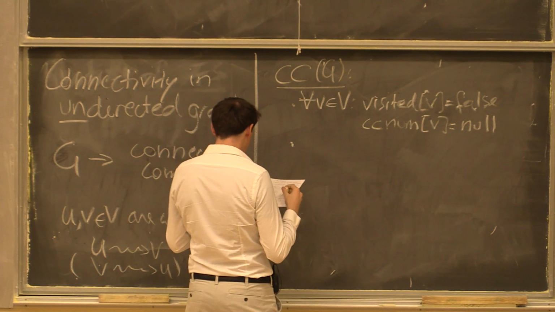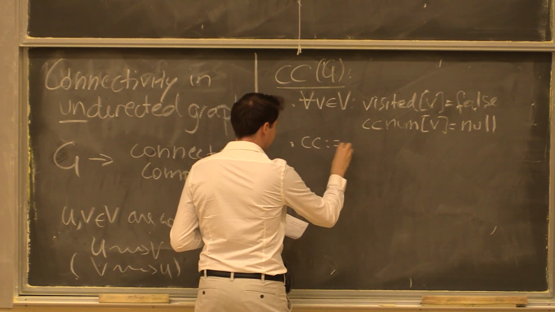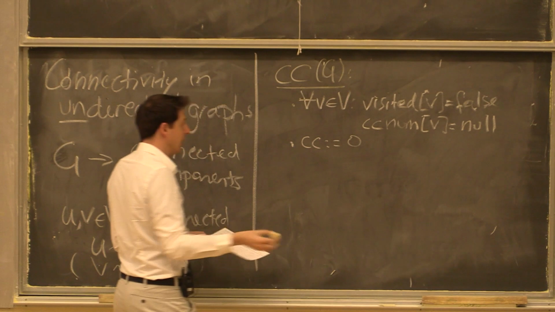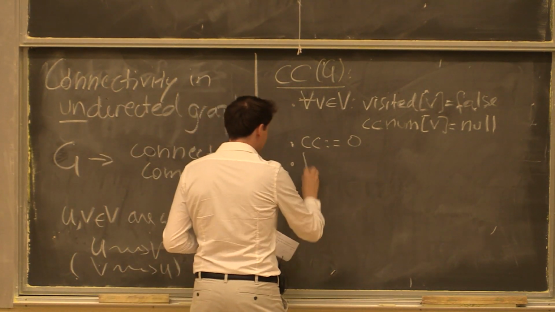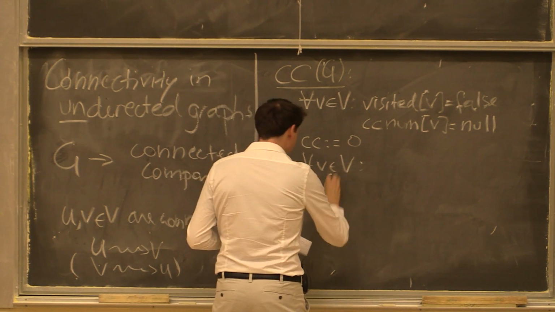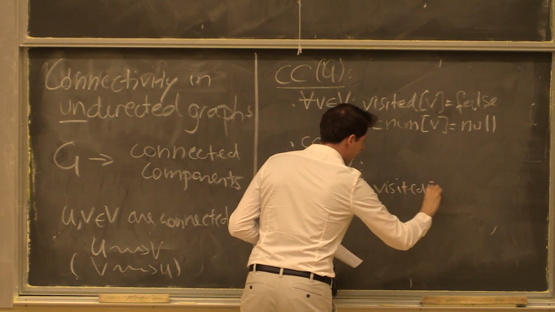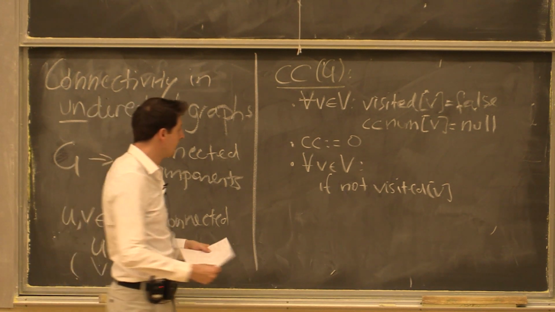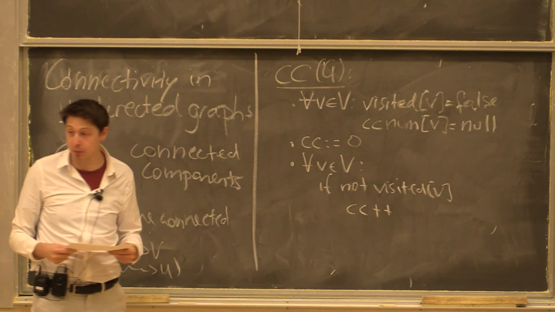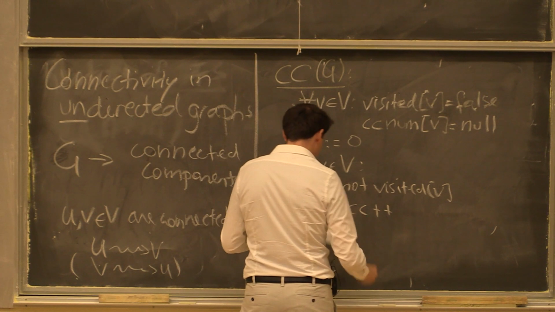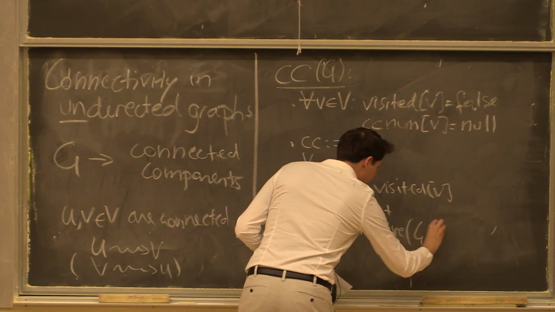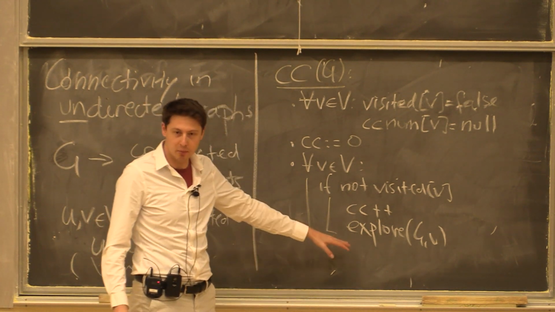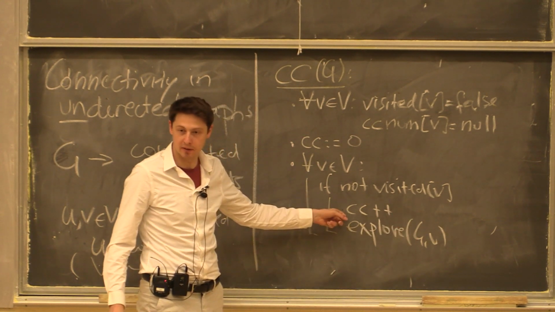Then I want to start the algorithm. Let's have a counter that keeps track of which connected component we are at right now. At the beginning there's no connected component, so we start the counter CC at 0. Now for every v in V, if not visited, it means we have probably come across a new connected component. So let's increase our connected component counter, and then explore from v. But inside explore, I need to make some changes to keep track of everything I explore here. I should assign it this counter.